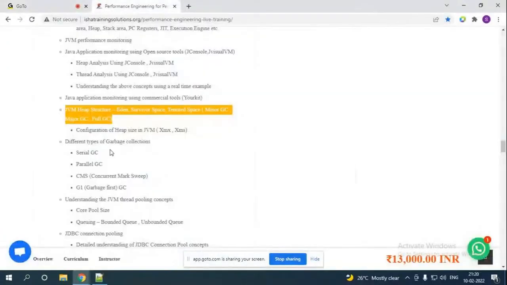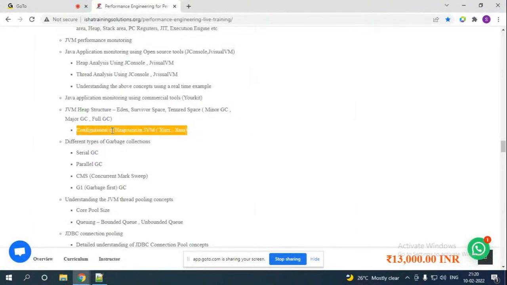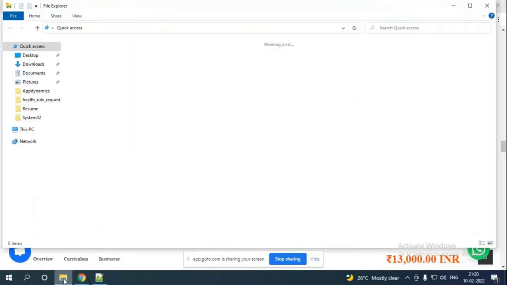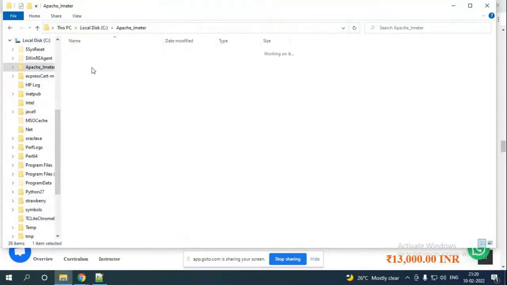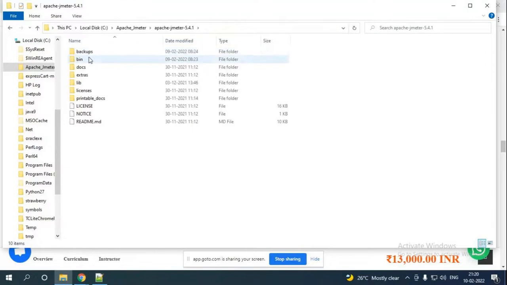In that only, I told you, you are going to define your heap size. Typically, I'll show you. I don't know, in this forum how many are working in JMeter, guys? How many are working in JMeter? Yeah, I'm working.